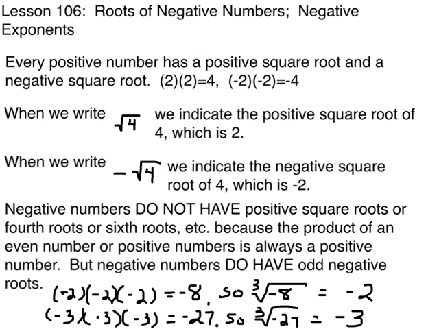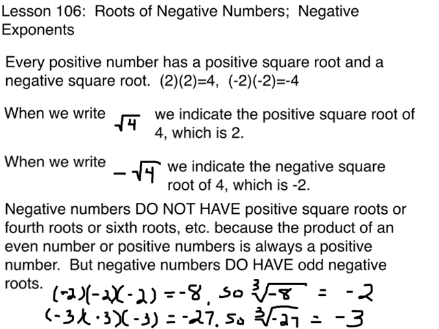This is lesson 106 in Saxon Algebra 1/2, second edition book. This lesson is going to cover two related items. One is roots of negative numbers, and the second is negative exponents. All right, let's start with roots of negative numbers.